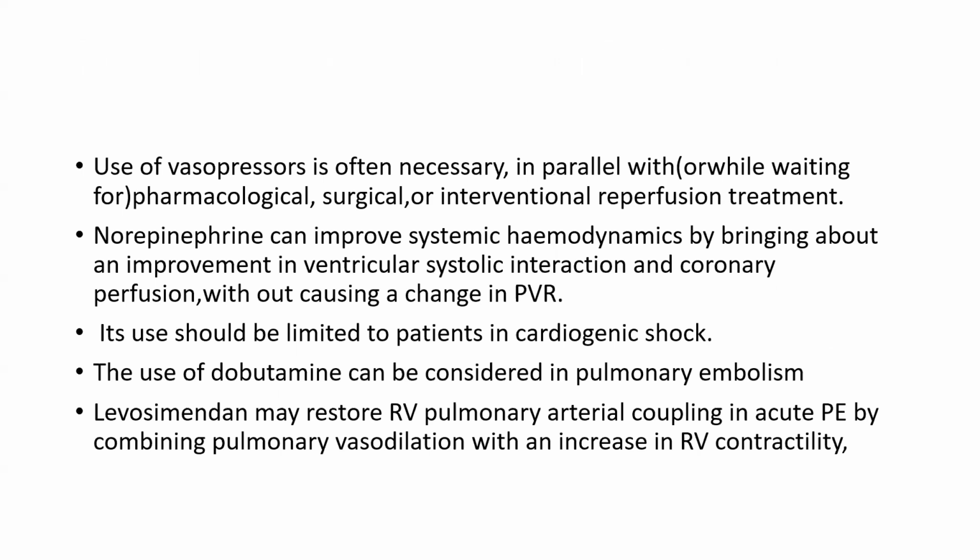The use of vasopressors is often necessary in parallel with the pharmacological, surgical, and interventional reperfusion treatment. Norepinephrine can improve the systemic hemodynamics by improving ventricular systolic interaction and coronary perfusion without causing change in the PVR. Its use should be limited to patients in cardiogenic shock. The use of dobutamine can be considered in pulmonary embolism. Levosimendan may restore the RV pulmonary arterial coupling in acute PE by combining pulmonary vasodilatation with increased RV contractility.